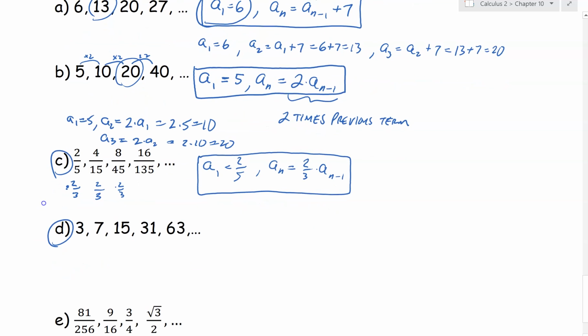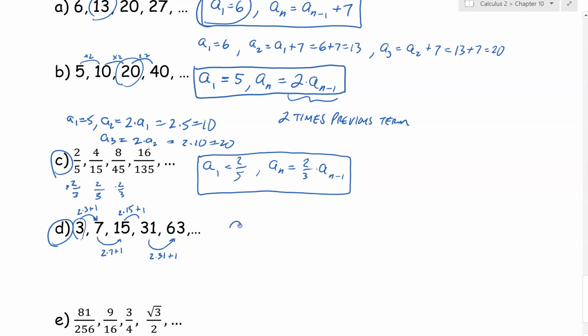Example D might be a little bit trickier than some of the previous examples. What you want to recognize again is what are we doing to each term to get the next term? So if I start with 3, I'm doubling it, that gives me 6, and then add 1 to get 7. Now I'm at 7, double it to get 14, add 1 to get 15. So we're multiplying by 2 and adding 1. If we multiply 15 by 2 and then add 1, that gives us 31. And 2 times 31 plus 1 would give us 63.